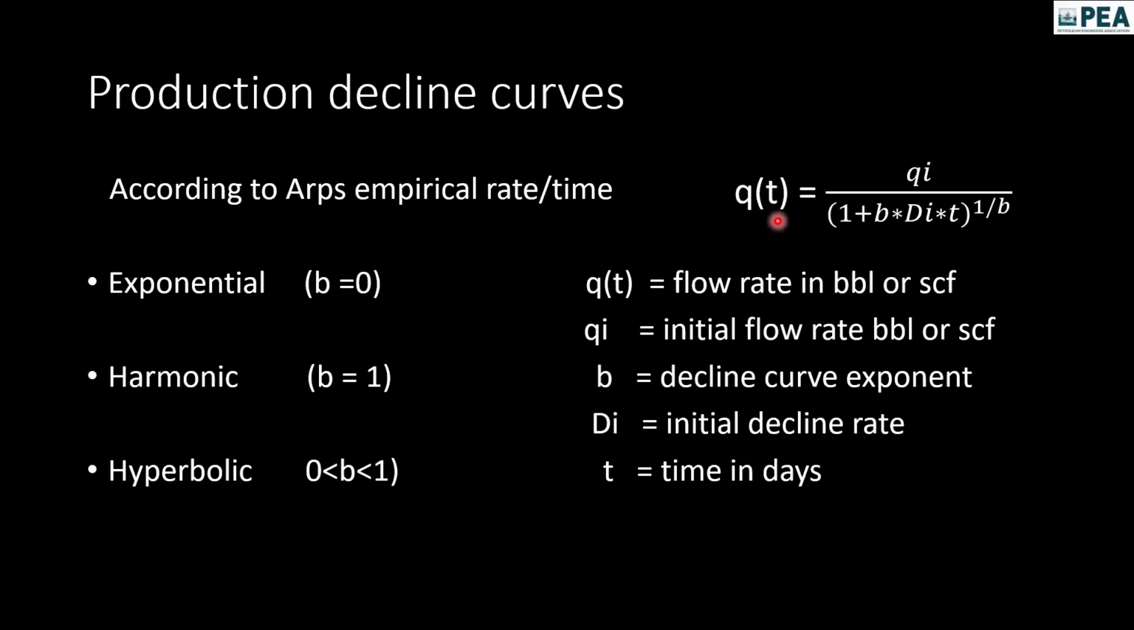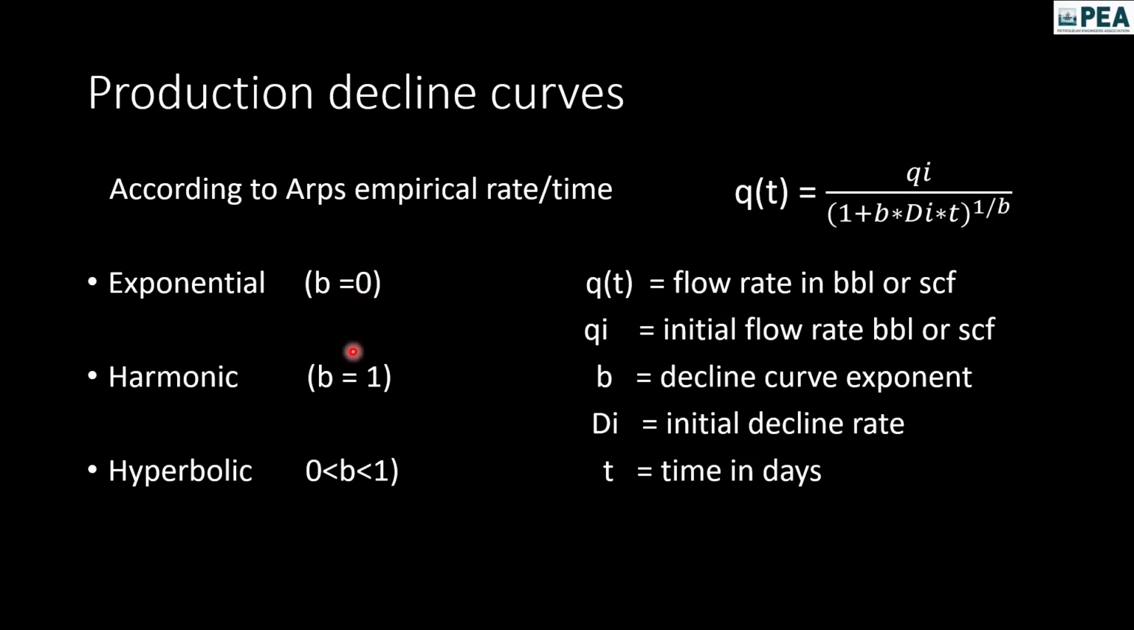Flow rate of gas or oil with respect to any time level. Like you are supposed to specify the time limit over there at t. That is equal to qi, where i represents the initial period, so flow rate at initial conditions, divided by (1 plus b Di t) to the power 1 by b. So b is an exponent.